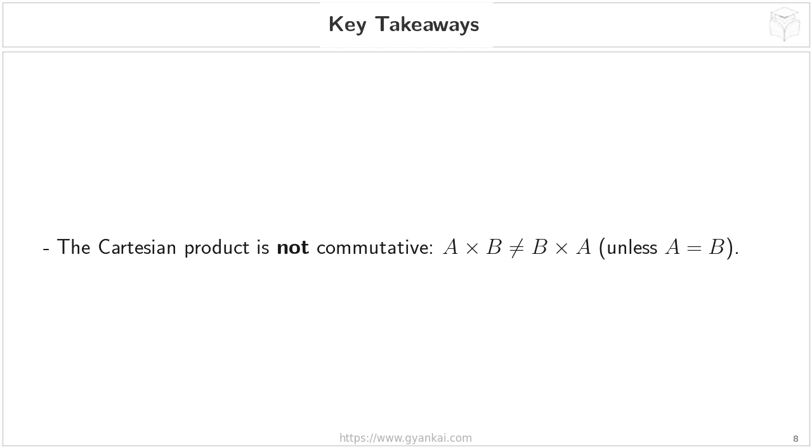We demonstrated this with an example earlier, showing that the ordered pairs you get are different depending on the order of the sets. The only exception to this rule is if set A is exactly equal to set B. In that special case, A cross B will be the same as B cross A.